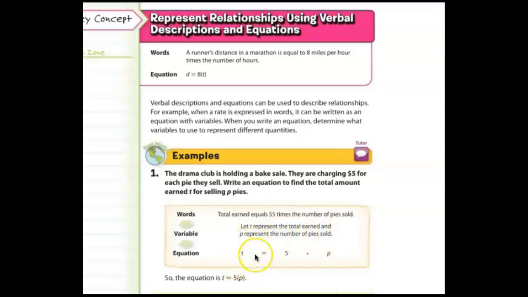So in this case, we always start our equation with the dependent variable. T is the money that we earned. The money we earned depends on how many pies. So if we choose to sell 2 pies, 4 pies, or 10 pies, that's going to, at $5 a pie, decide how much money we end up earning. So 5 times the number of pies. Pies are going to be the independent variable. And so the equation is going to be T is equal to 5 times P.